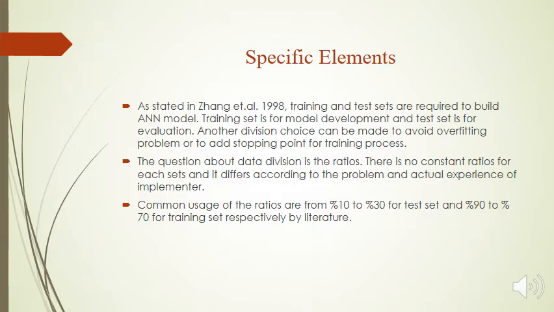The question about data division is the ratios. There are no constant ratios for each set, and it differs according to the problem and the actual experience of the implementer. Common usage of ratios is from 10% to 30% for the test set and 90% to 70% for the training set, respectively, by the literature.